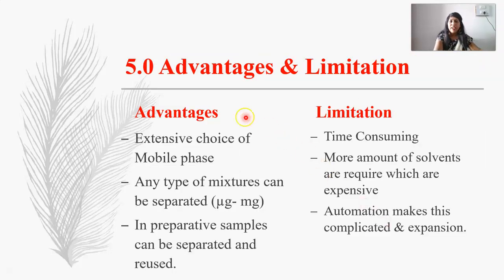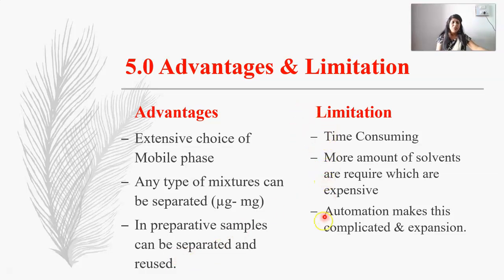The next point is advantages and limitations. Advantages: an extensive choice of mobile phase can be utilized over here. There is tremendous availability of mobile phases, so any mobile phase can be utilized depending upon the polarity of the particular component that has to be separated, and the stationary phase and mobile phase have to be chosen accordingly. Any type of mixture can be separated, from microgram to milligram quantities. Preparative samples can be separated, and it can also be reutilized for the analysis.